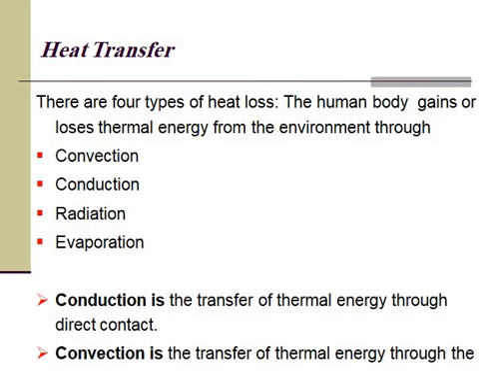The human body can gain or lose thermal energy from the environment through convection, conduction, radiation, and evaporation. Now, conduction is the transfer of thermal energy through direct contact, such as when you put a piece of ice on your hand and it starts melting. So that's a type of thermal energy exchange, and it happens through direct contact.